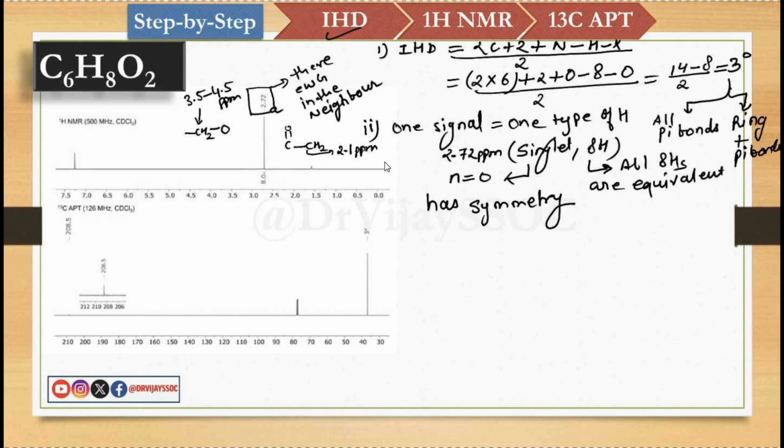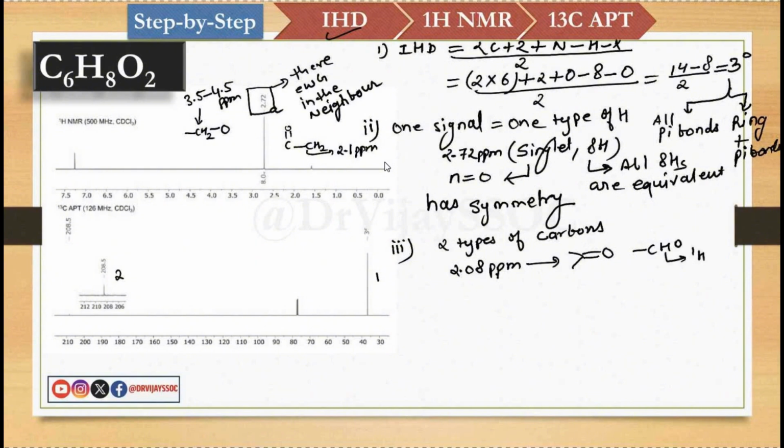So now look at the carbon NMR. From the carbon NMR there are two signals, one is this and another is this one. So it means it has two types of carbon. The signal at 208 ppm indicates that the compound has a keto group. It could be an aldehyde, but we didn't see an aldehyde proton in the 1H NMR, and hence we can easily say that this is not an aldehyde but a keto group. So 1 unsaturation is attributed to this keto group.